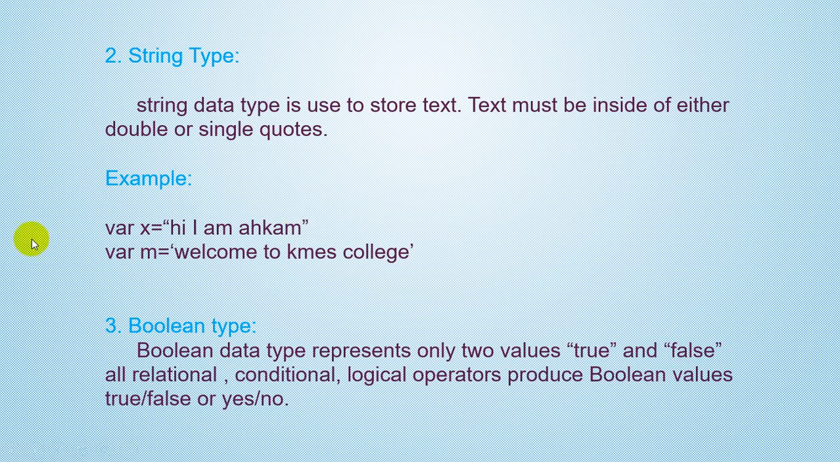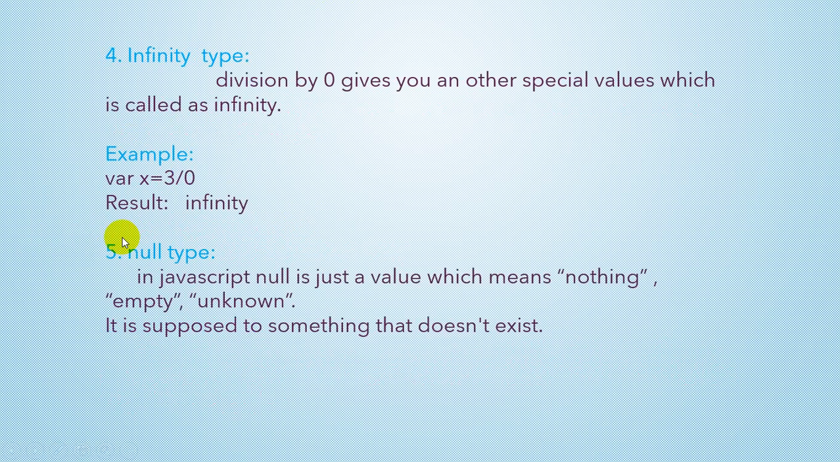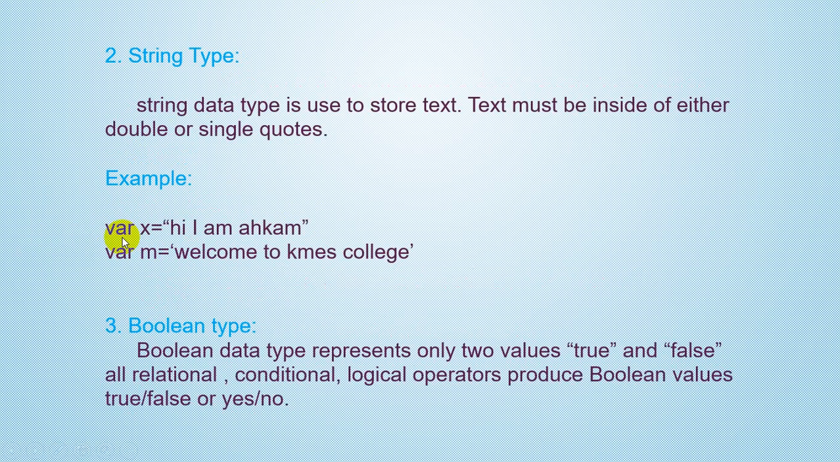For example, see the example. There is a keyword which is used to declare a variable. And what is x? x is the name of a variable which holds some value. Which value does it hold? Hi, I am Ahkam. So I am Ahkam is a data, a value, and it belongs to the string type, and this value is written or stored in double inverted commas. At the opening of your string, and at the end of your string, you have to put double inverted commas.